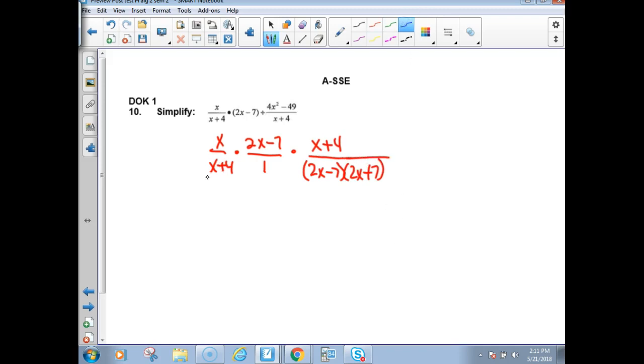Okay, then I can cancel out anything on top that matches something on the bottom. Top to bottom, these x plus 4's cancel. 2x minus 7 cancels with the factor of 2x minus 7 on the third term. And all I have left is x over, because these are really replaced with 1s. X times 1 is x. And on the bottom, I've got 1 times 2x plus 7. You cannot cancel out those x's. Leave it alone. These guys are married down here.